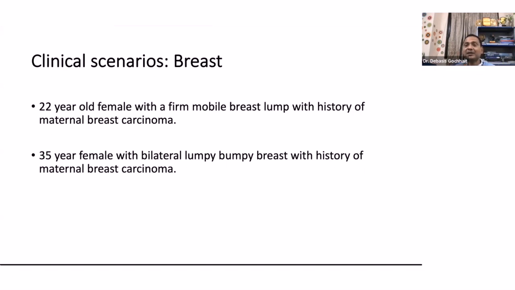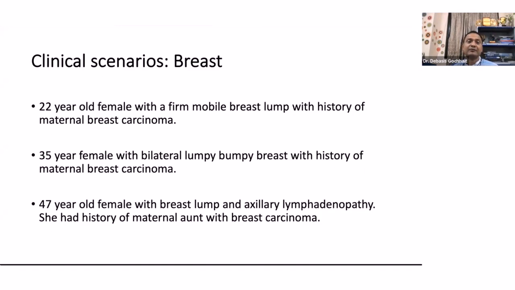And she has multiple lumpy, bumpy breasts. Okay, she has a lumpy, bumpy feeling. So this complaint is typical of fibrocystic disease. So you have to remember, when it is bilateral, lumpy, bumpy breast in a 35-year-old female, it is more likely to be a fibrocystic disease. Malignancies do happen bilaterally, but they are rare or uncommon.